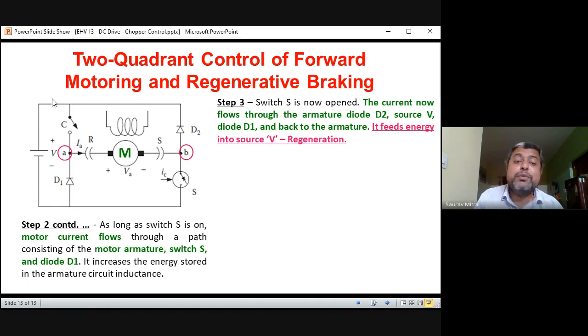Because sudden opening of C has created a negative voltage across the motor. That's why this right side point is positive, left side point is negative. This right side point will make the D2 forward pass. So as soon as the switch S is open, the current now flows to the armature diode D2, supply V, diode D1, and again it will come back to armature and it feeds the energy into the supply.